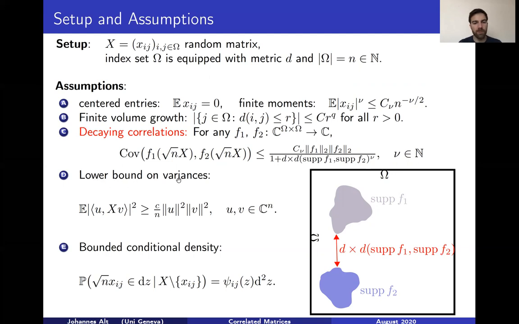For the variances, we assume the following lower bound, which is expressed in a quadratic form sense. This ensures that our model has a lot of randomness. Finally, we assume that the conditional probability of an entry X, when conditioned on all other entries of the matrix X, has a bounded density. The experts among you will know that to prove a convergence result for the eigenvalue density of a non-Hermitian or non-normal matrix, you need to control the smallest singular value. This condition E here, we use it exclusively to get sufficient control on the smallest singular value in our setup to prove our main result.